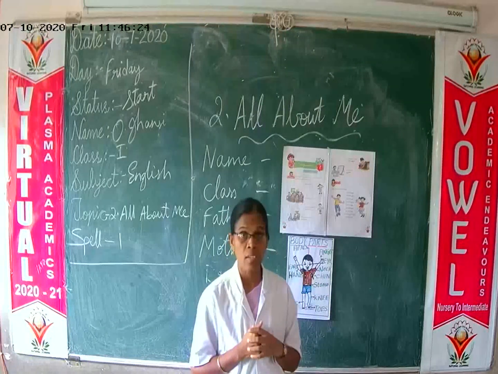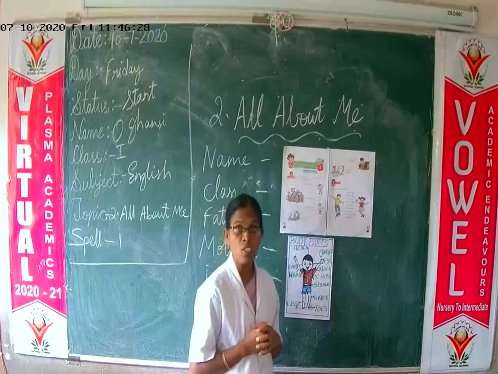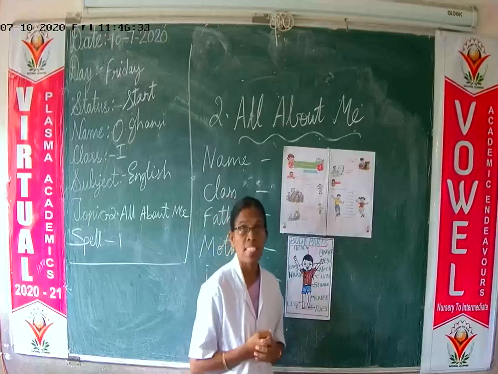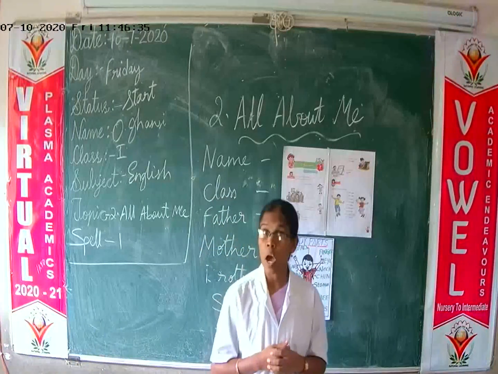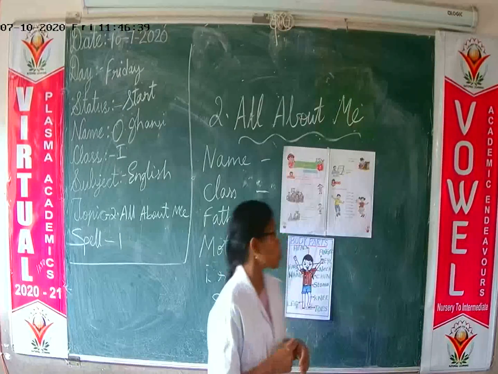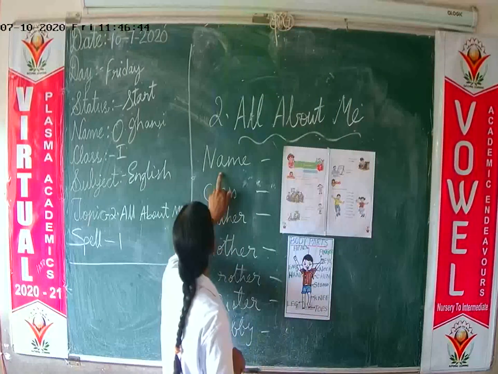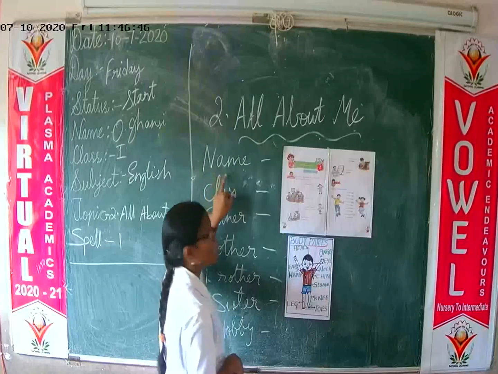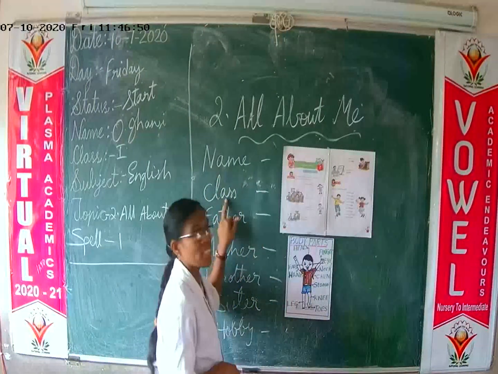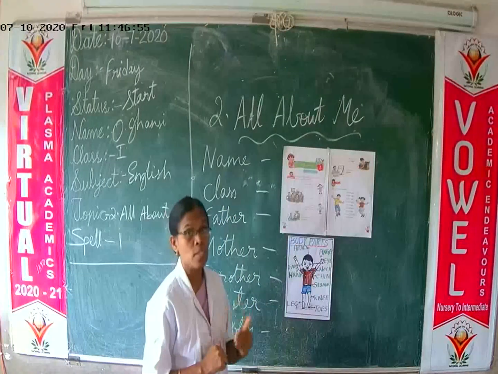Yes, children? Okay. So today what have you learned, children, all together? Self-introduction you have learned. So how we have to introduce ourselves to others. This order you have to remember. Name. First you tell your name. Then which class are you studying?